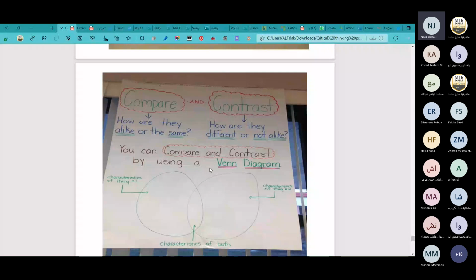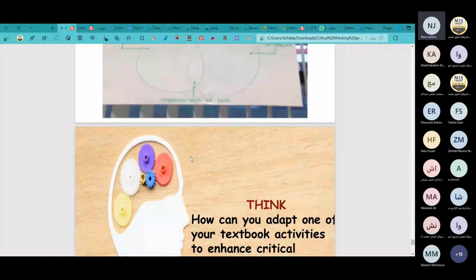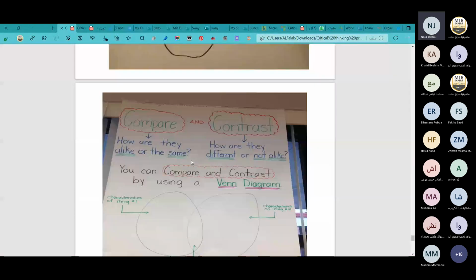Now think about how you can adapt one of your textbook activities to enhance critical thinking. This is the last activity we have today in our session. Just say something you have learned from this session or something you can apply or adapt in your lessons. And at the end, we have four reflection. You can also use it for self-reflection for students after the lesson.